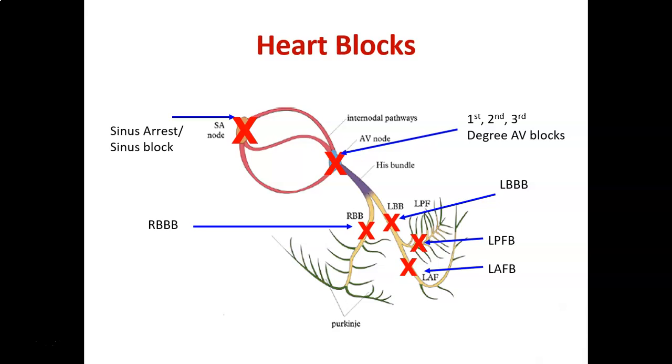So electricity can be delayed or blocked anywhere in the conduction system, and we get different types of conduction delays or blocks, and these are seen on ECG.